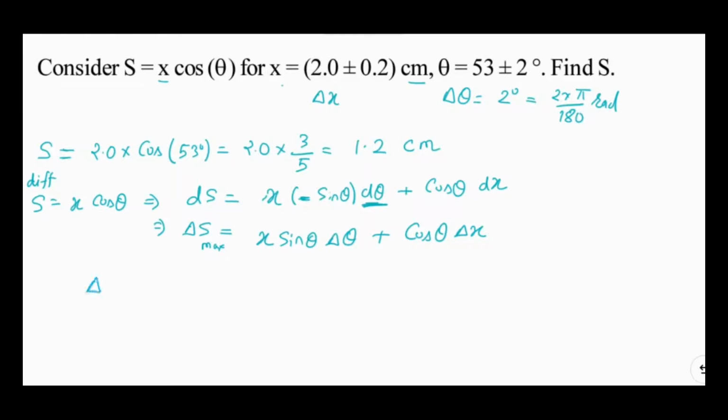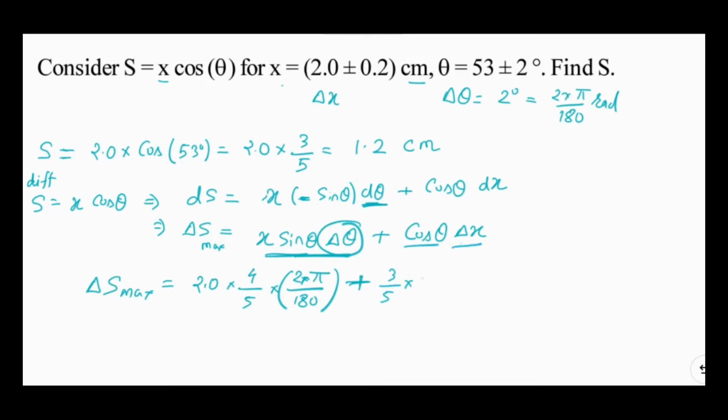Now put the values of the quantities in this expression. The value of x is given as 2.0, sin theta for 53 will be 4 by 5, and the value of delta theta is 2 pi by 180 radian. You need to remember that if the angle is written in degrees, it will give you a wrong answer, because differentiation is applicable when theta is in radian. So you need to put the value of the error in theta in radian only. Cos theta for theta 53 will be 3 by 5, into the error in x, which is given in the question as 0.2. Just calculate this, you will get 0.18 centimeter as the error.